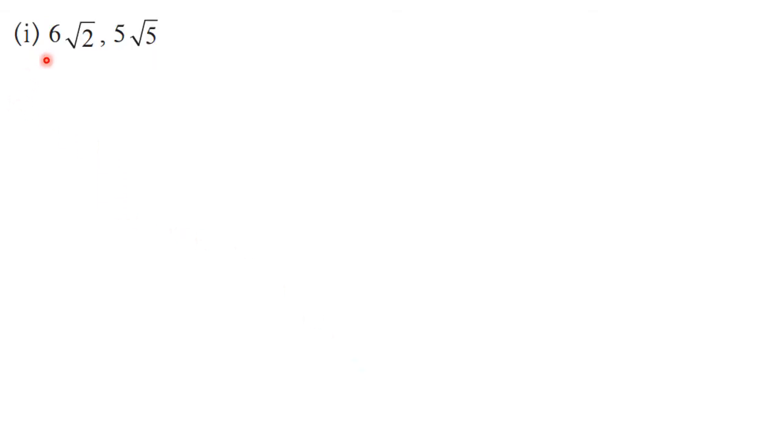So the first example here is 6 root 2 and 5 root 5. Okay. So here you can observe that the irrational part is different. See, every surd contains two parts. First is the rational part and second is the irrational part. So here what we can observe is the irrational part is different. That is why we cannot compare it directly. First of all, we have to square it, or we have to convert it to the root. Why? Because if the order is the same, then and only then can we compare two surds.